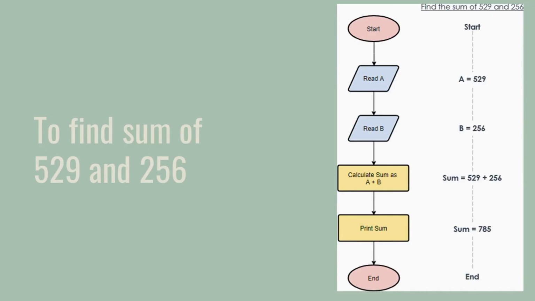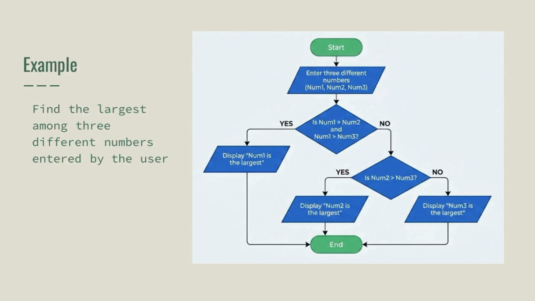Then how can you check the flow? We started, we take A as 529, we take B as 256, we do the summation and we have the sum and we end it. Let's see another example for the diamond shape. It is particularly designed and provided for the diamond shape only.